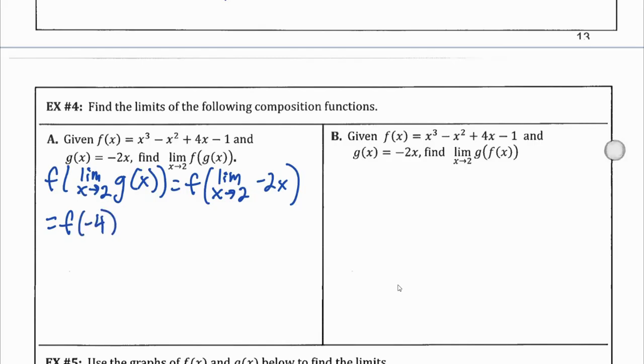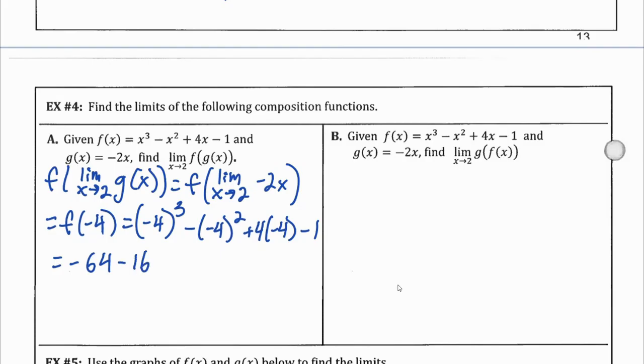Then we're no longer looking for a limit, and I can go ahead and plug it into this function. So I'm going to do negative 4 cubed minus negative 4 squared plus 4 times negative 4 minus 1. Negative 4 cubed is negative 64. Minus negative 4 squared, so minus 16. And then minus another 16 and minus 1. When we do that, we should get negative 97 as our answer.